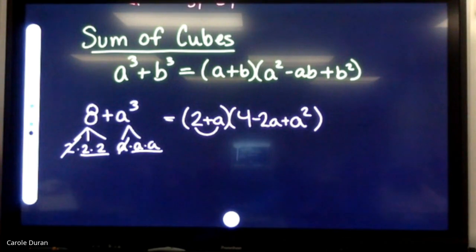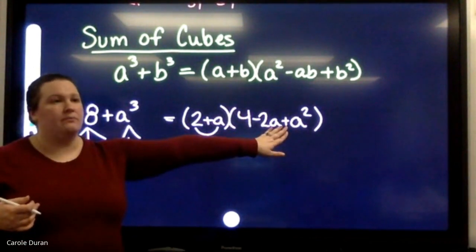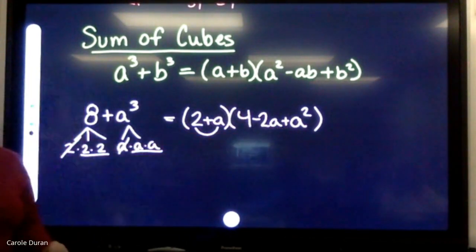This is extremely helpful because if I were wanting to solve this, I could set this equal to 0, and I could use the quadratic formula here to find the rest of my zeros.